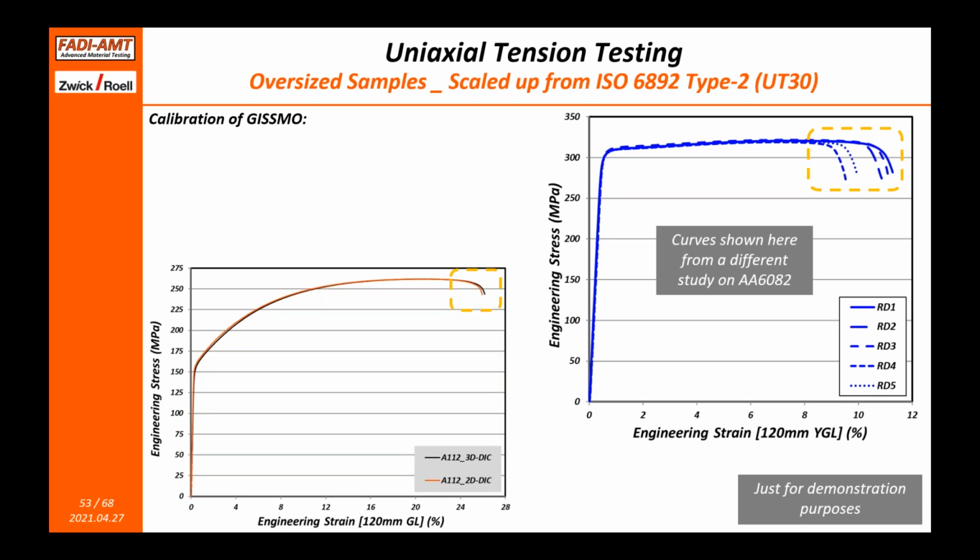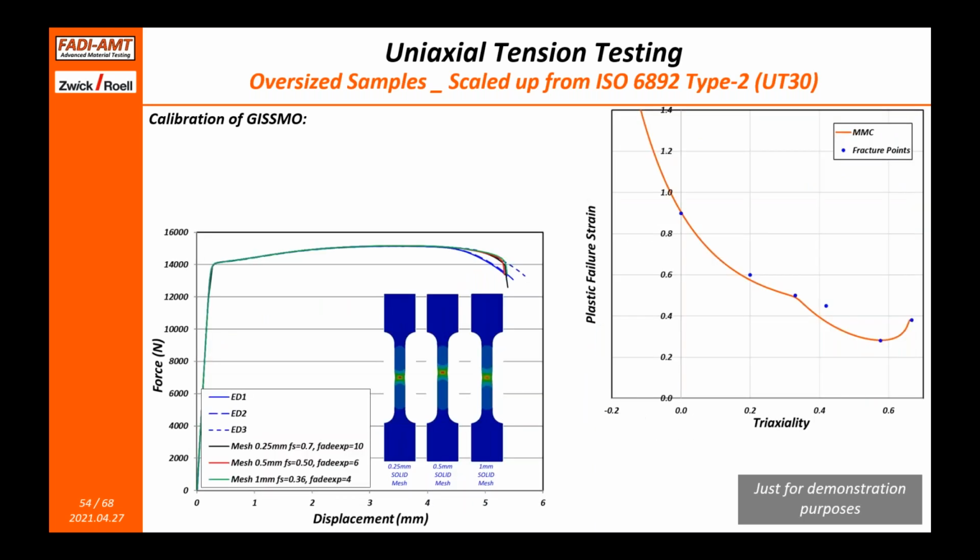You will see that the deviation between a sample and another in terms of fracture behavior is so massive that in the scope of calibrating a GISSMO card, those differences that you see from 2D to 3D or from 2D to another 2D are insignificant. And as you go through the calibration process, you see that this does not really make any difference in terms of extracting the parameters.